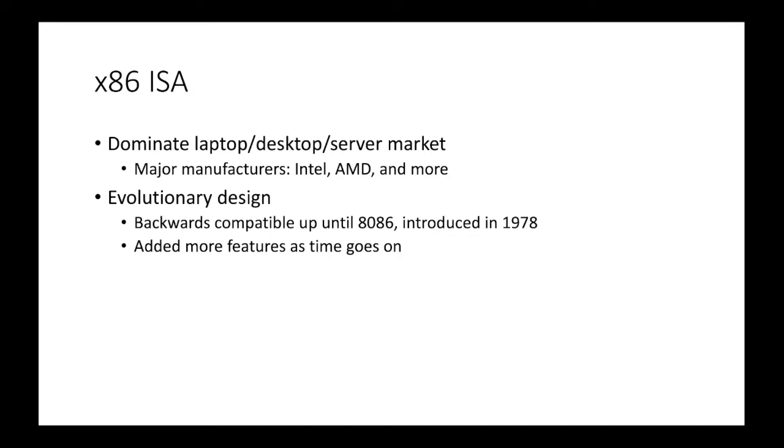x86 ISA dominates the laptop, desktop, and server market. Major manufacturers are Intel and AMD. x86 provides backward compatibility up to the 8086, which was introduced in 1978. More and more features have been added to its design since its introduction.